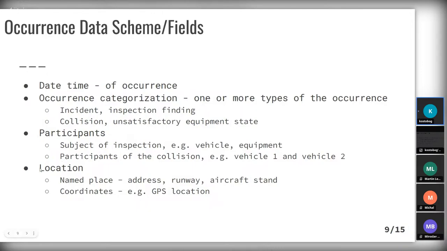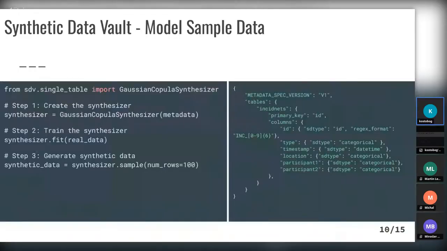Now there could be different types of locations. That could be a named place, like a particular address, or if we're on the airport, a particular runway, taxiway, or aircraft stand. But it could also be some sort of coordinates like GPS. So these are the fields that we would like to generate. If we have sample data, this is the code that we can use to generate using a model fitted on the sample data with the Synthetic Data Vault.